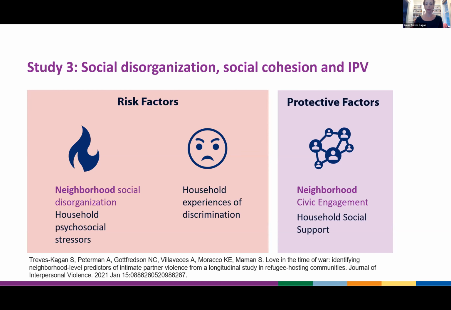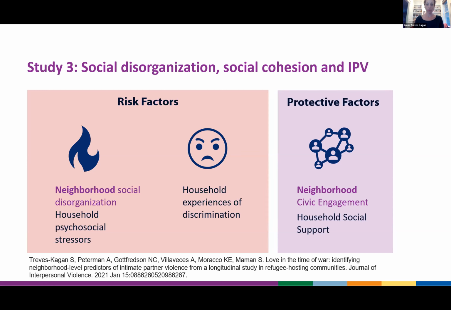So for this study, we looked at social disorganization theory, which posits that concentrated disadvantage and residential instability erode social control mechanisms like social cohesion and collective efficacy to address social concerns, such as a high prevalence of IPV, which then facilitates increases in violence.